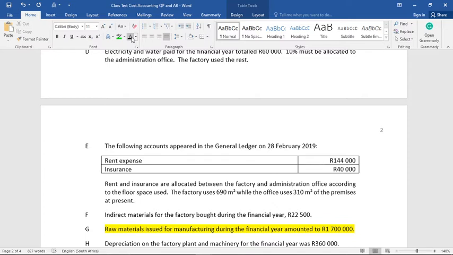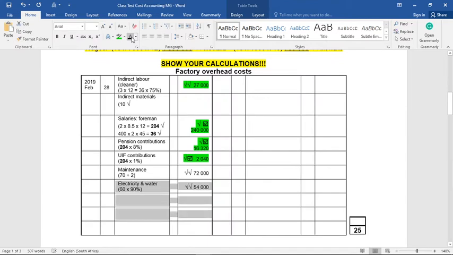Think carefully. That means in total, how many square meters are there? There would be 1,000. So the factory uses 69 out of 1,000. In other words, 69% of the premises is used by the factory. So both the rent and insurance will receive 69% of the total. Okay, so we're going to have rent expense there, and we've got insurance over there, and those are both 69% of what they were, and we've got those two figures as well.